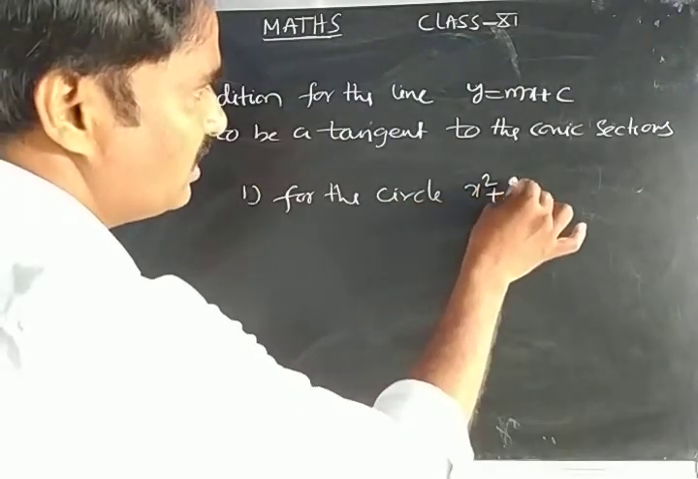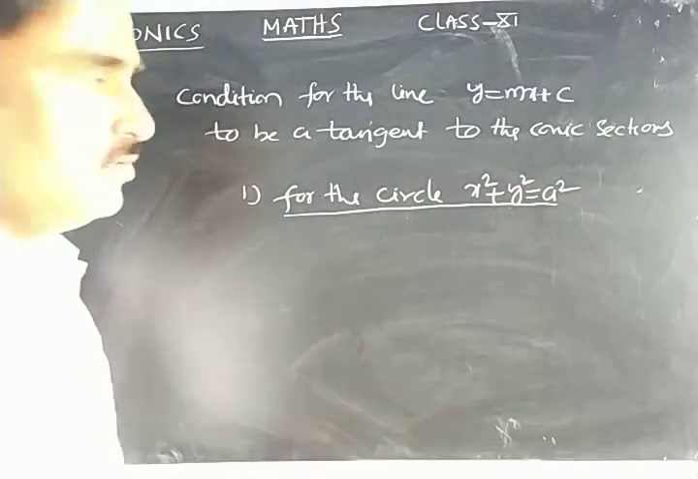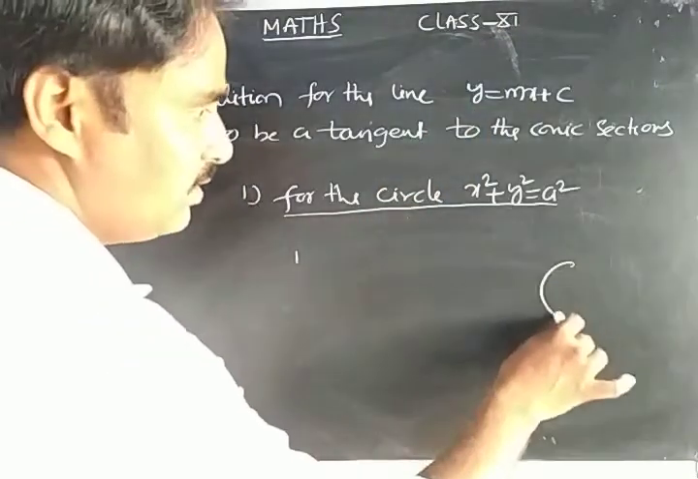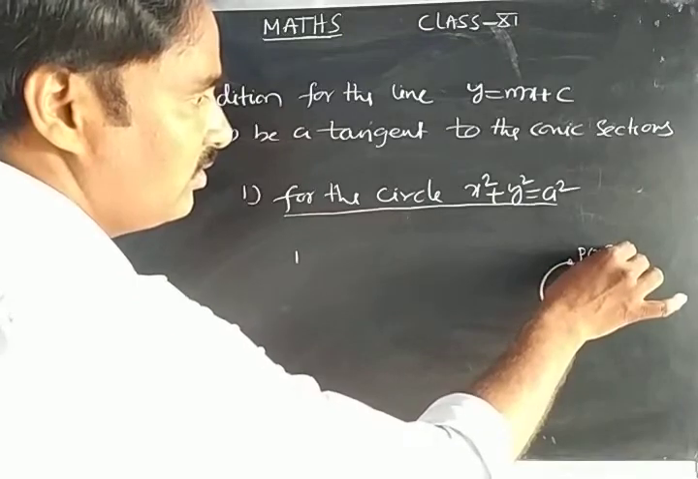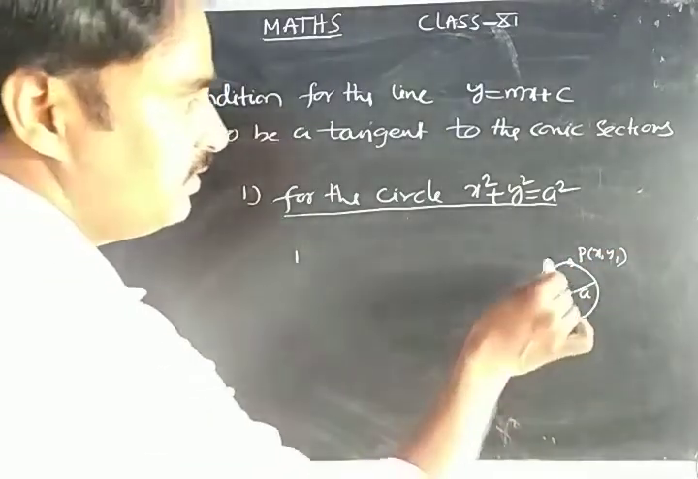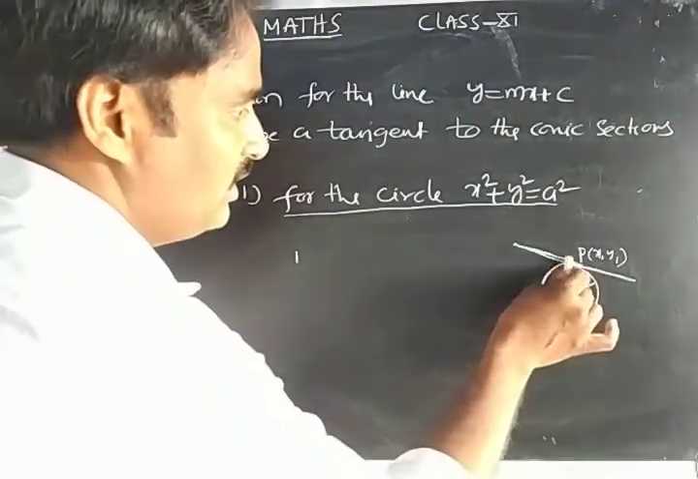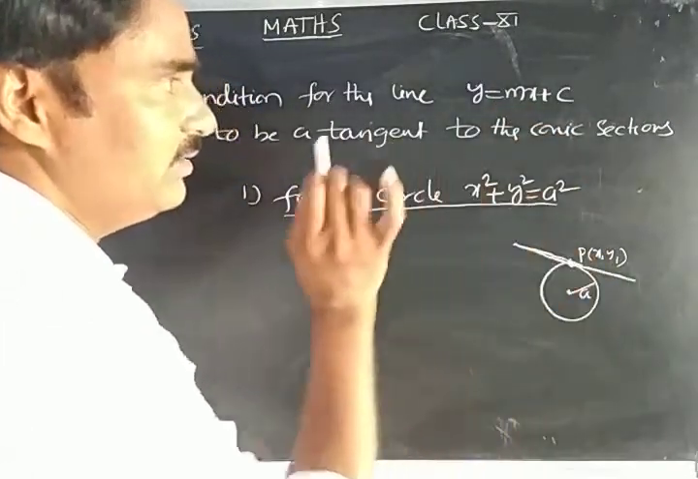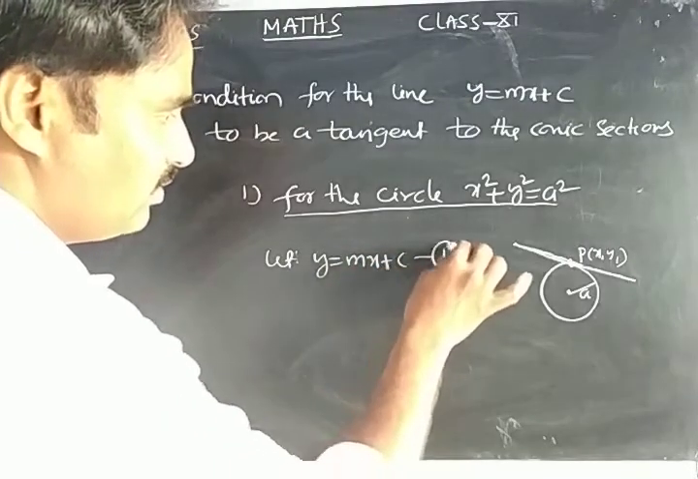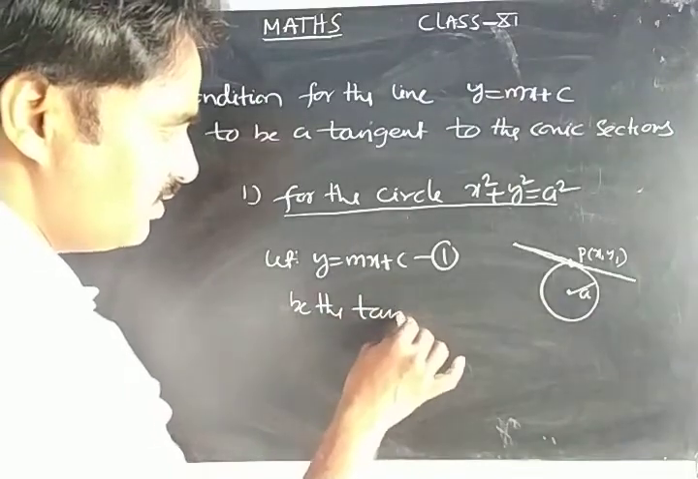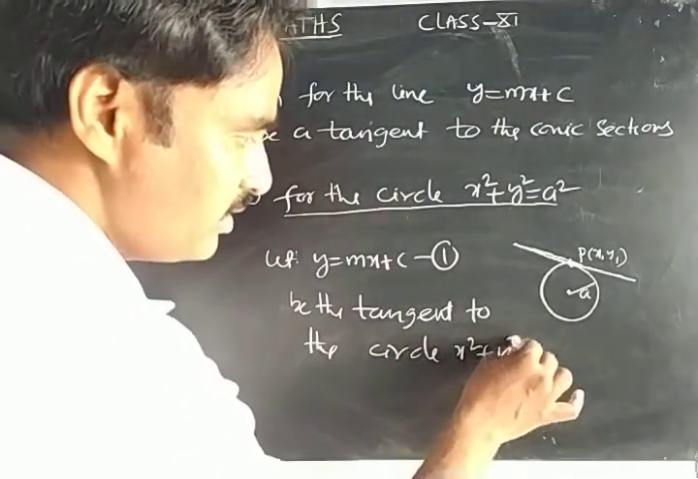For the circle, I am taking the standard equation x square plus y square equal to a square. For this circle, I am going to derive the condition of tangency. The center is origin, radius is a. I am taking one point P x, y. I will derive the equation of tangent. What is the equation of tangent? S1 equal to 0. Let y equal to mx plus c, say equation 1, be the tangent to the circle x square plus y square is equal to a square.